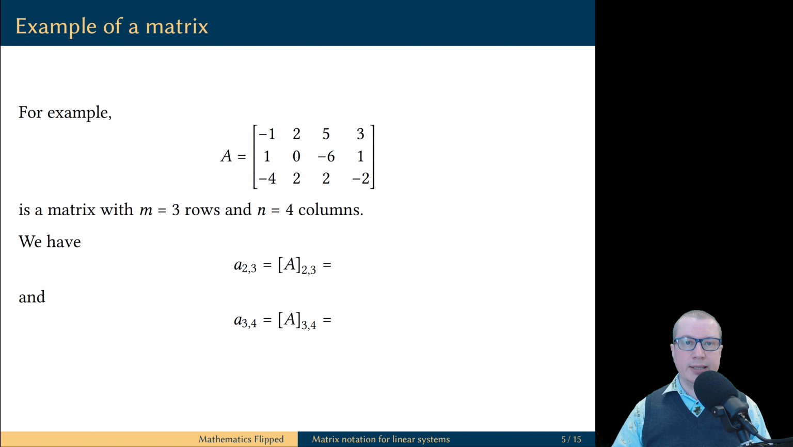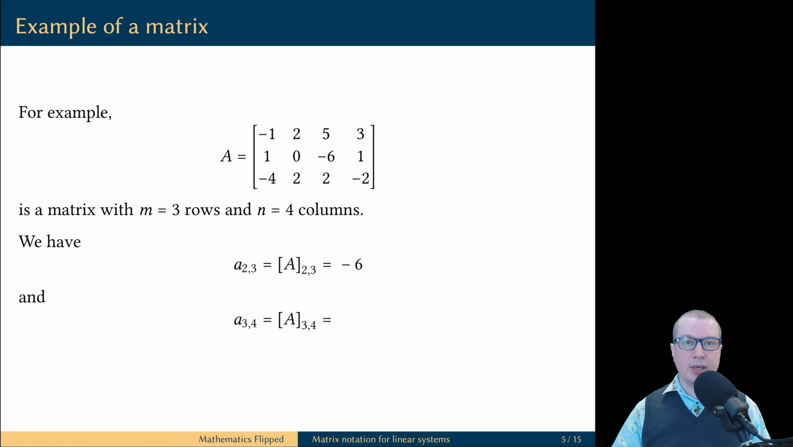For example, to find the entry in position 2, 3, we need to take row number 2. Then we need to take column number 3. And the entry in position 2, 3 is the entry located at the intersection of row number 2 and column number 3. In this case, it is number -6.